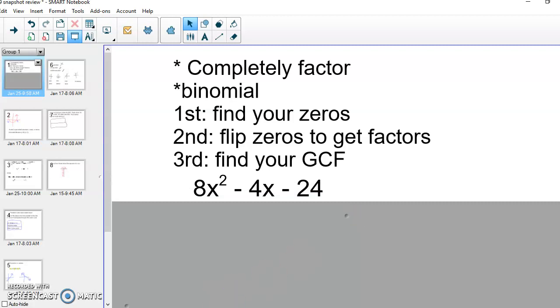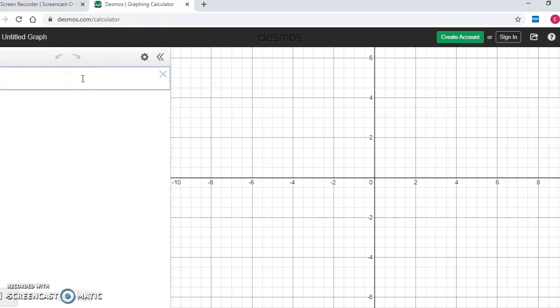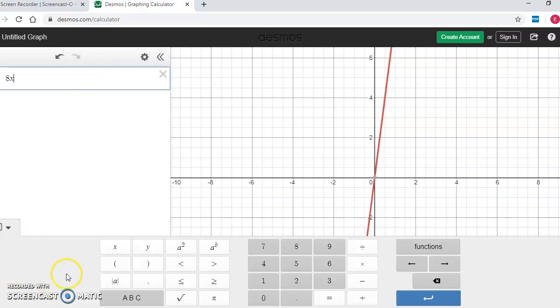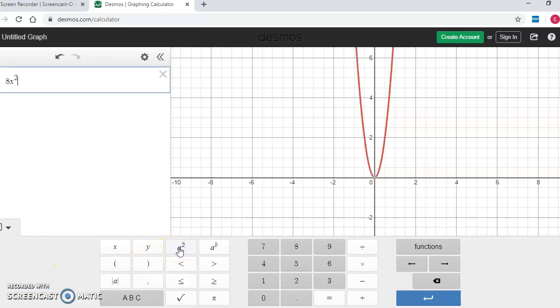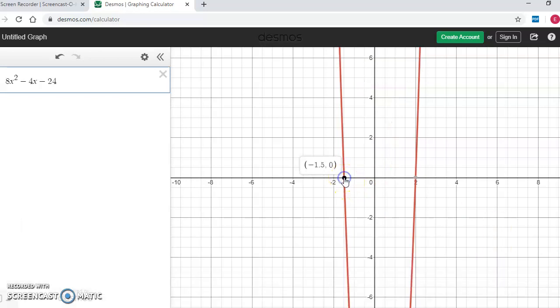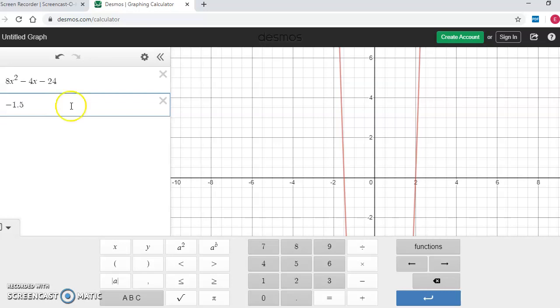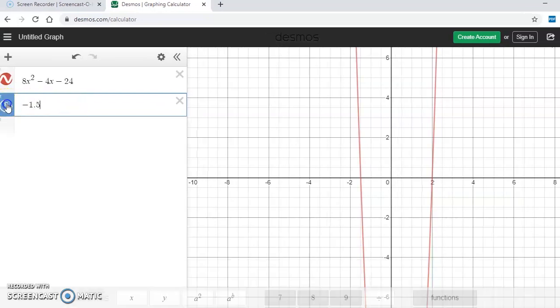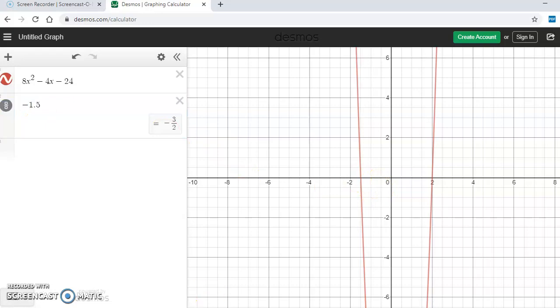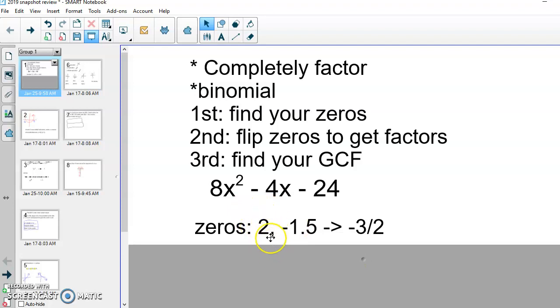So let's type this problem in Desmos right here. Okay, so I've got 8x squared minus 4x minus 24. The first step was to find my zeros, so my zeros are negative 1.5 and 2. Okay, but I know that I can't use a decimal for that, so I have to change my decimal to a fraction. And I do that by changing it, so it's negative 3 over 2. Okay, so my zeros were 2 and negative 1.5, and that changed to negative 3 over 2.